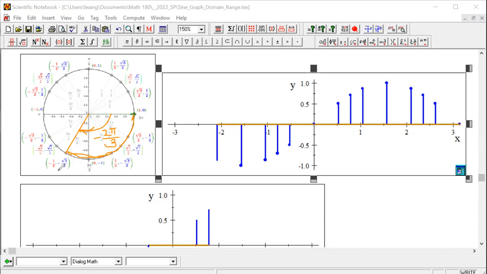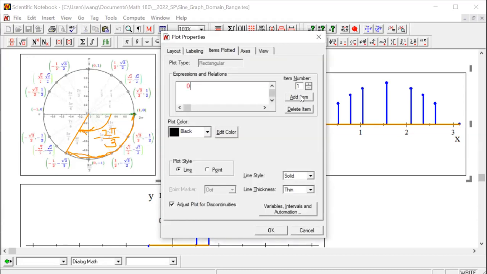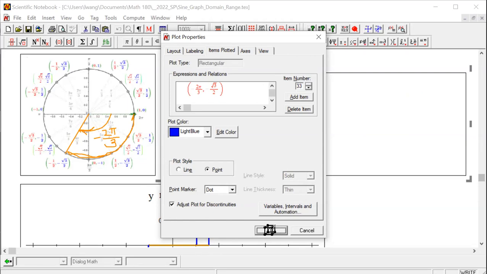Now, what is the output? The output is a blue number, negative root 3 over 2. Got it? So next, I'm going to put that point on the dot. I'm going to add that point, which is negative 2 pi over 3, comma, negative root 3 over 2. And that should be a blue dot because it's a sine ratio. We try to be consistent with the color.